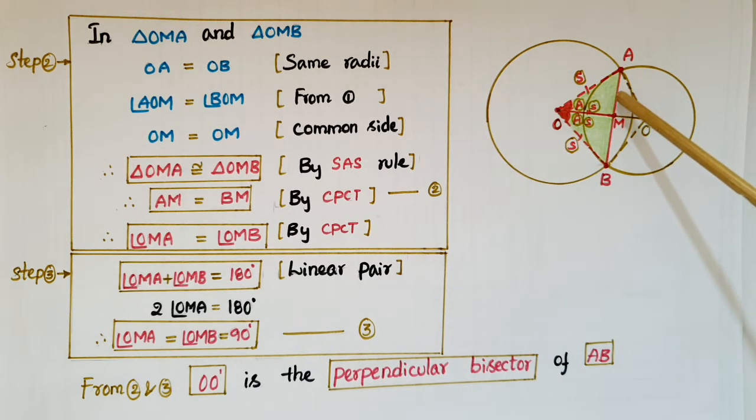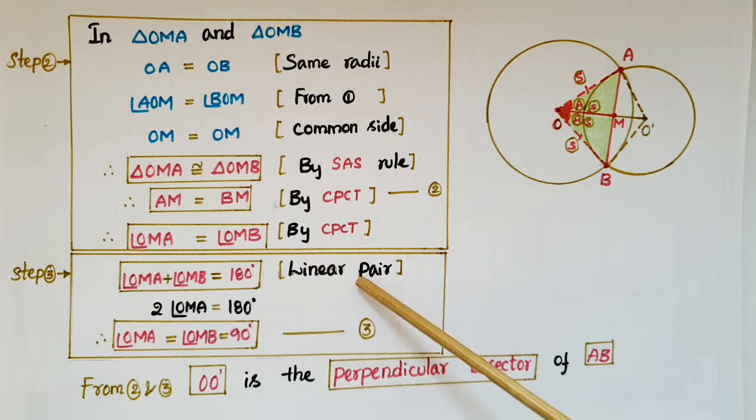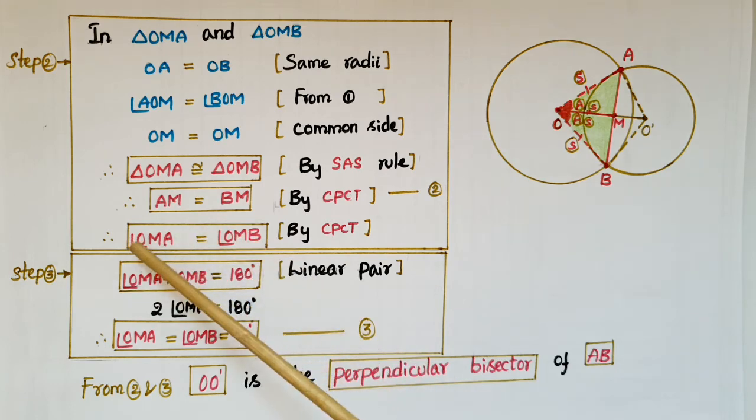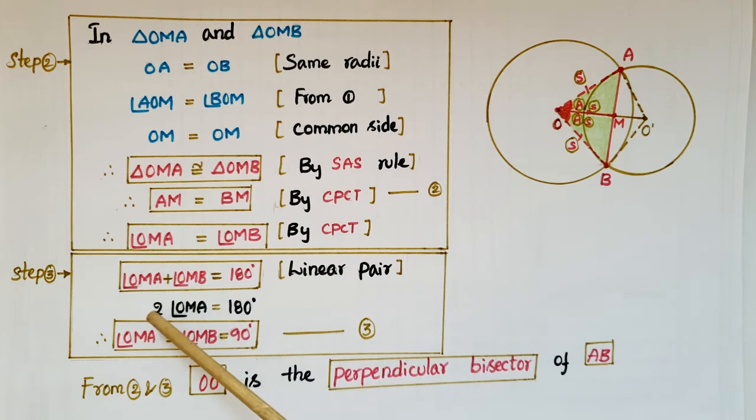Next, if you see here, there is a linear pair. So angle OMA plus angle OMB is equal to 180 degrees, that is a linear pair. Just now we have proved that angle OMA is equal to angle OMB, these two angles are equal. Therefore, 2 angle OMA is equal to 180. Angle OMA is equal to 180 by 2, that is 90 degrees. Therefore, angle OMA is equal to angle OMB is equal to 90 degrees. This is the third equation. From the second and third, we can say that OO dash is the perpendicular bisector of AB.